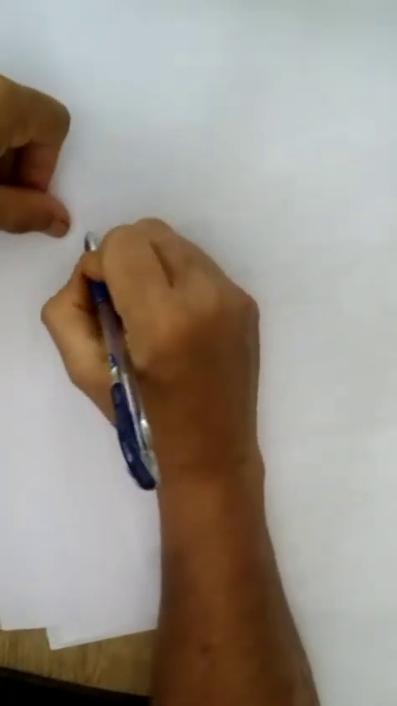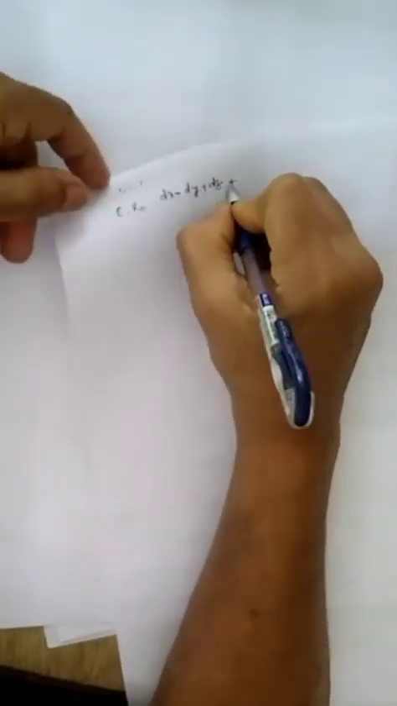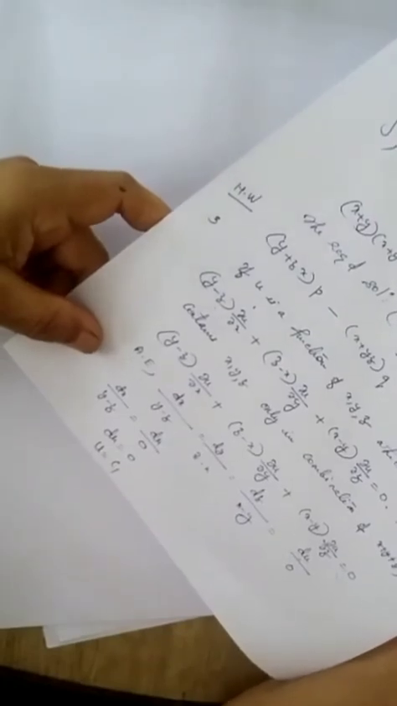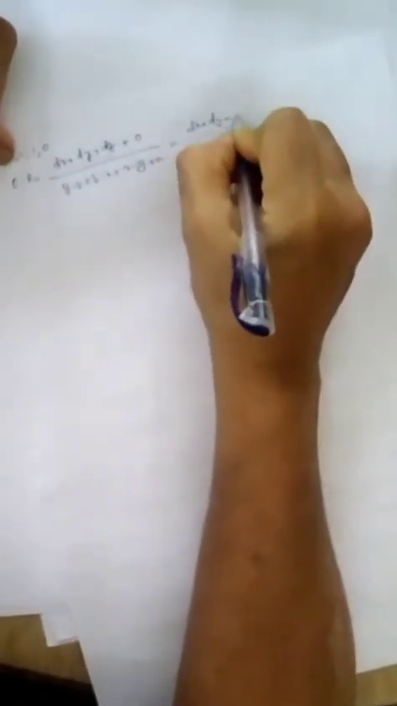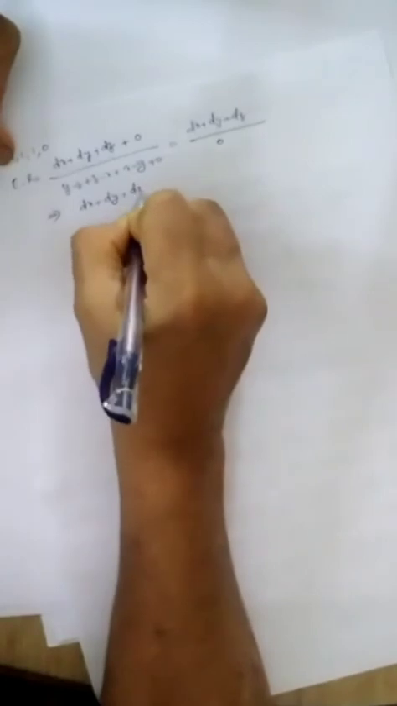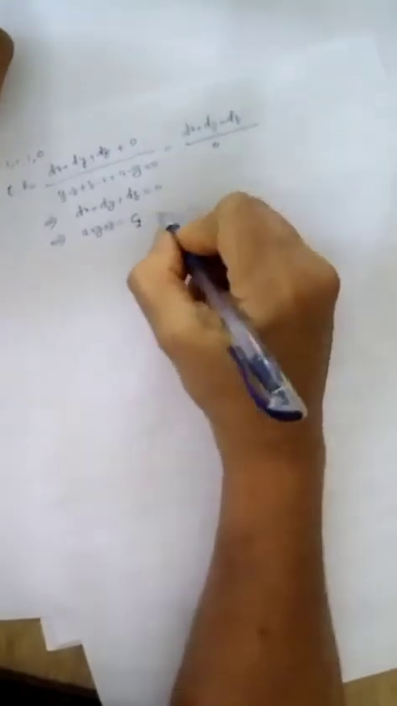Now for getting the remaining part of the solution, let us take the Lagrange's multipliers as 1, 1, 1. Then each ratio is equal to (dx + dy + dz + 0·dz) divided by (y - z + z - x + x - y + 0), that is equal to (dx + dy + dz) divided by 0. That implies dx + dy + dz = 0, which implies x + y + z = c. This is the second part of the solution.